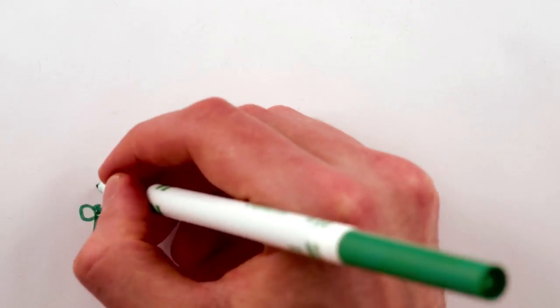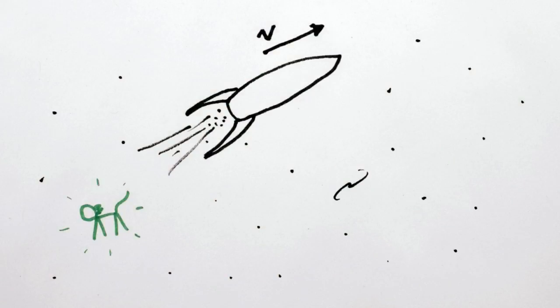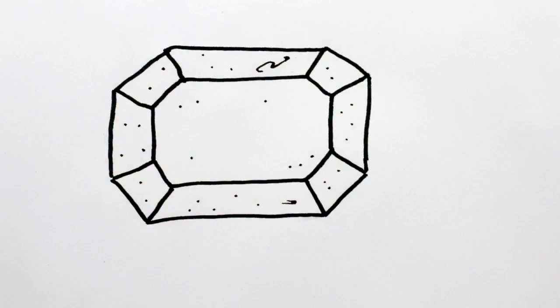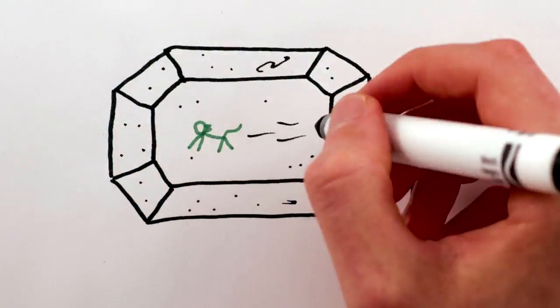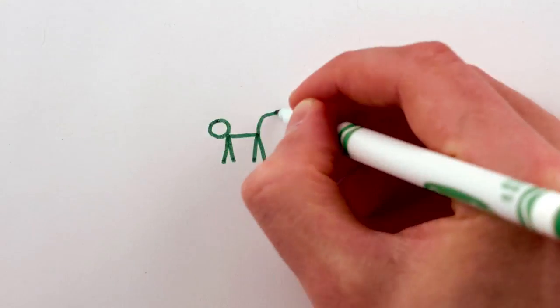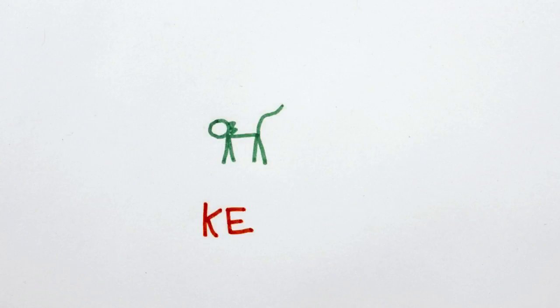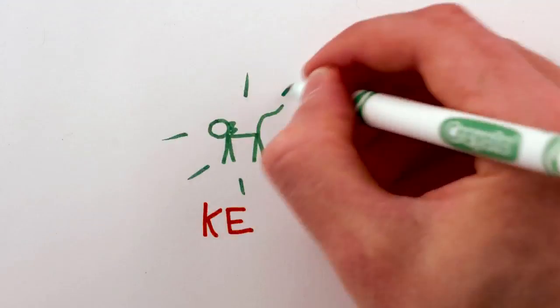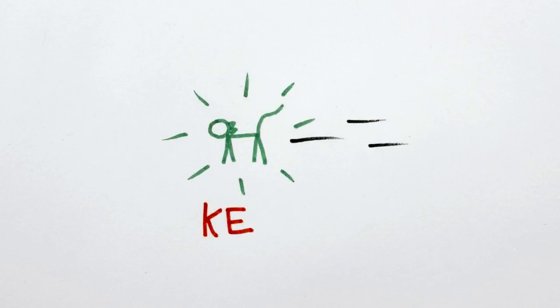Never mind that now. Let's imagine you get bored and zoom off in a spaceship in the middle of the experiment. But from your new perspective, you're sitting still in your spaceship, and the cat is the one moving past outside the window. Therefore, you'll calculate that the cat has some kinetic energy, that is, energy of motion.